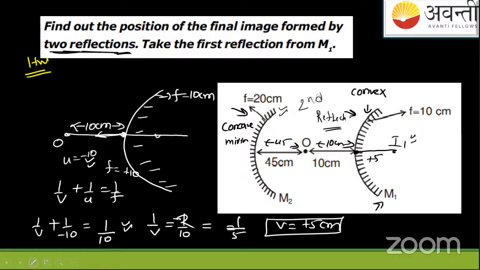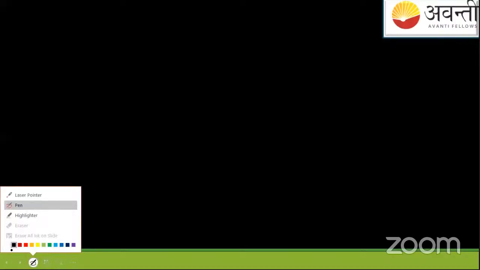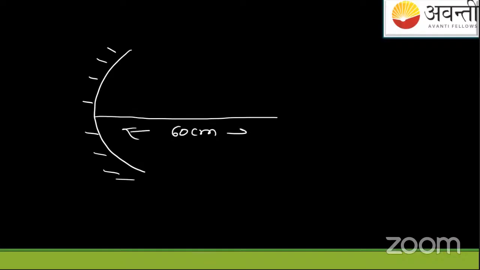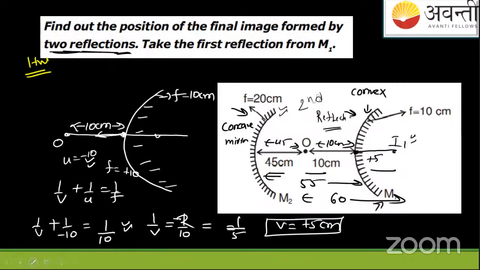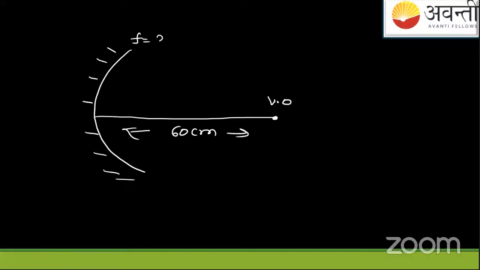It's very easy for us. Now the total distance of the object is how much? 45 plus 10 is 55, plus 5, how much is it? 60. So now we have the question this way: suppose you have a concave mirror, and we are given the object at 60 centimeter, a virtual object. And the focus is 20 centimeter, given already for this concave mirror.